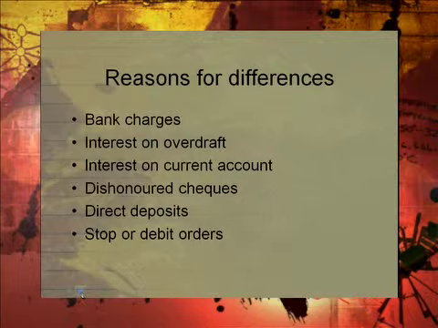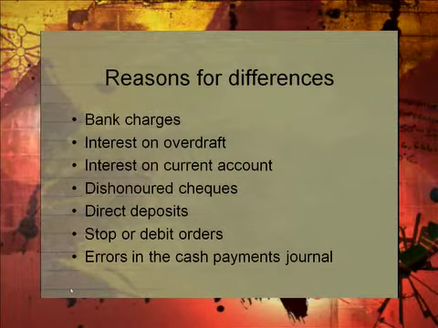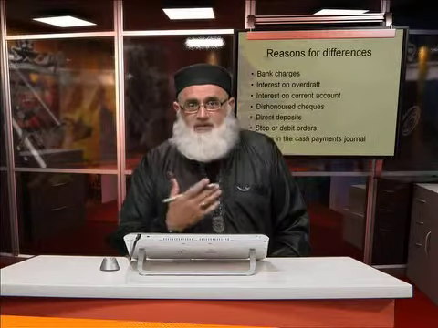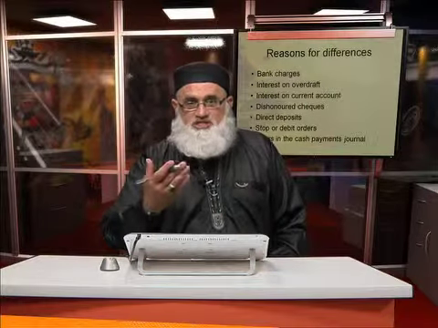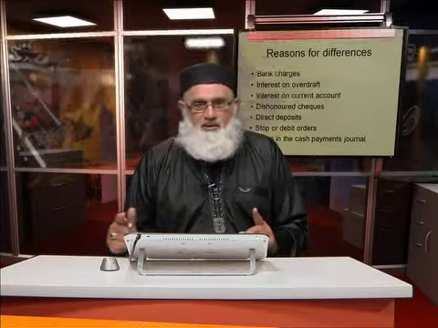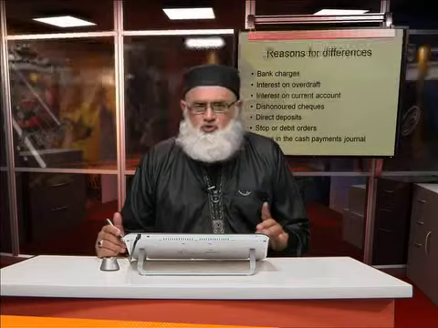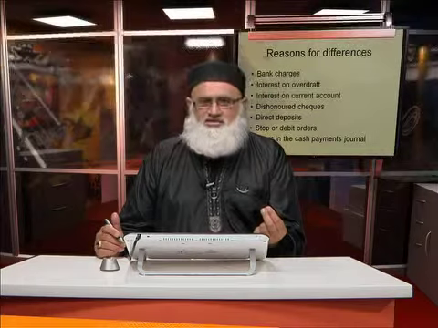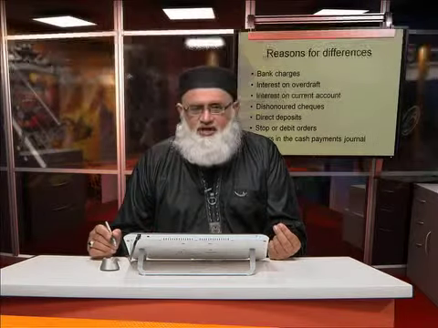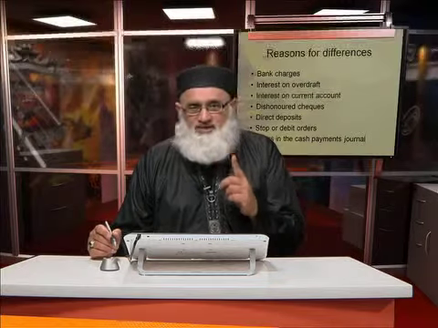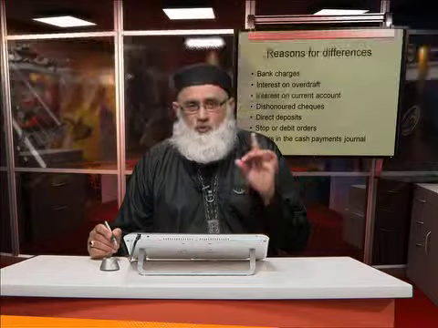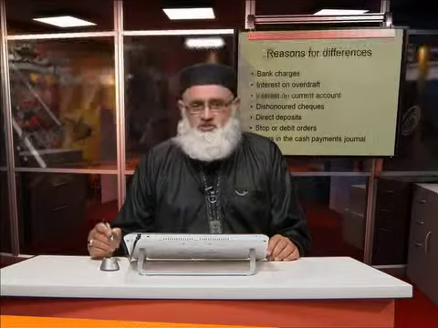Now, you may also have certain errors that you have made in your cash payments journal. When will these errors become evident to you? When you receive your bank statement and you see, wait a minute, there's something that doesn't look too hunky-dory here. There's a cheque that's appearing as one amount in my bank statement and differently in my CPJ. We need to verify which is the correct amount and correct the error. If the error has been made by us, we will correct the error in our cash payments journal.